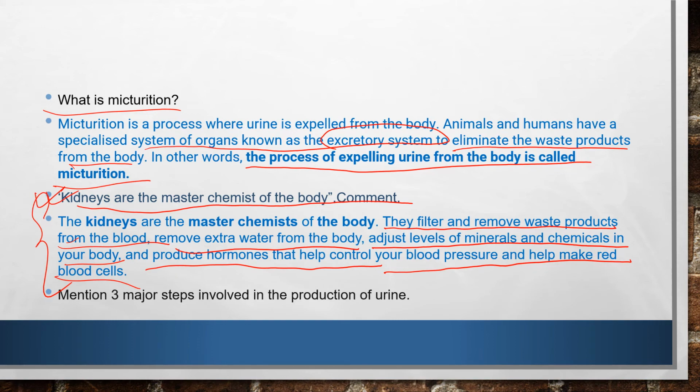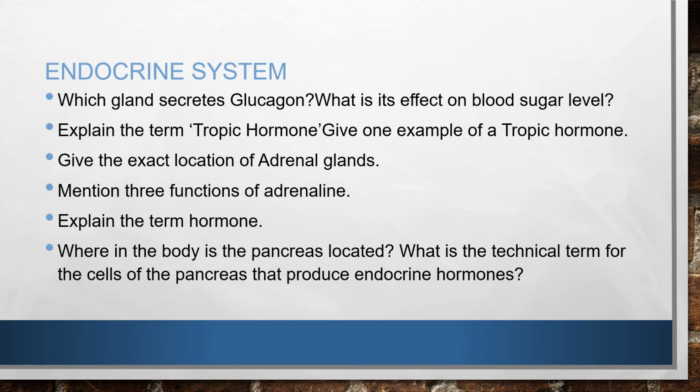So now the next question is, mention three major steps involved in the production of urine. This you all know, all the textbooks have this, so no need to discuss this. Now next comes the endocrine system. So let us take a few questions here.